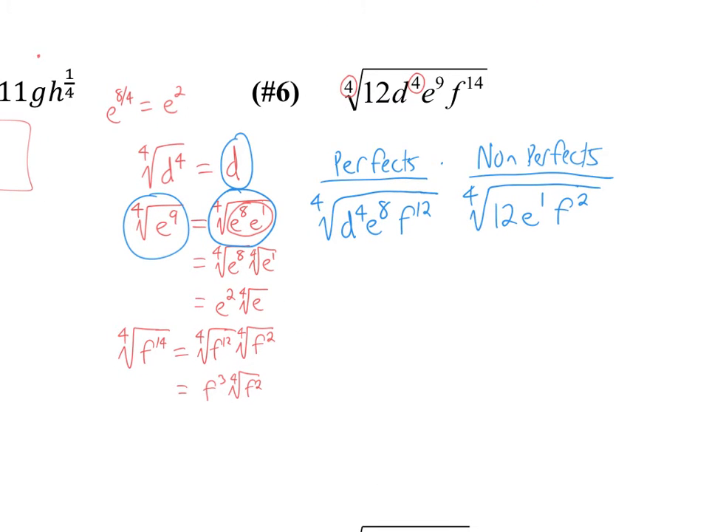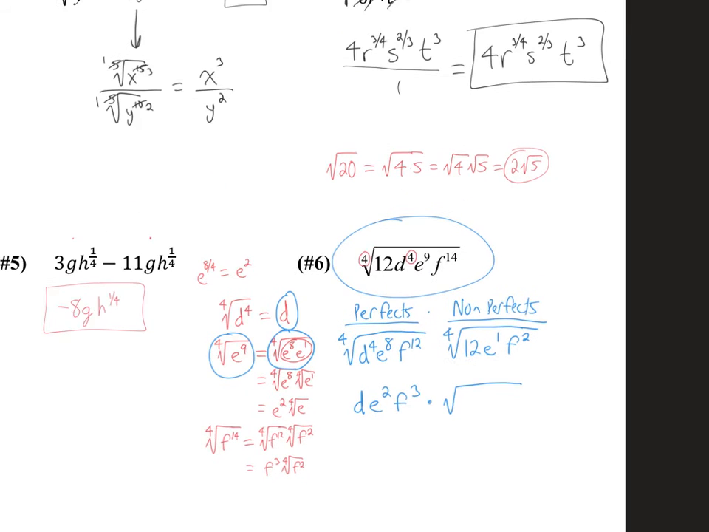Well, we know that the fourth root of d to the 4th is d. The fourth root of e to the 8th, 8 divided by 4 is e squared. And the fourth root of f to the 12th, 12 divided by 4 is f cubed. So now those are the perfects we pulled out of this entire big expression that are perfect fourths. Now the rest of it's just going to stay the way it is.